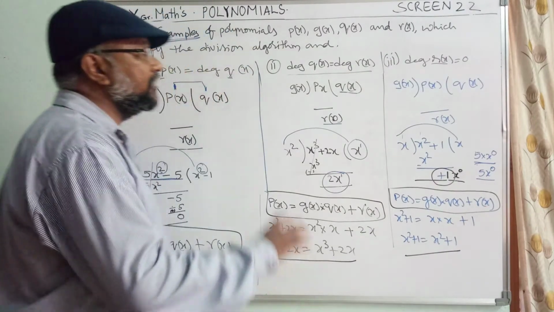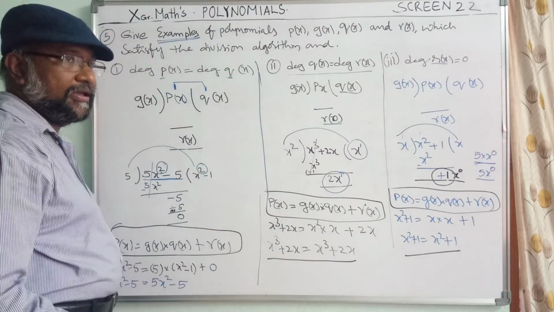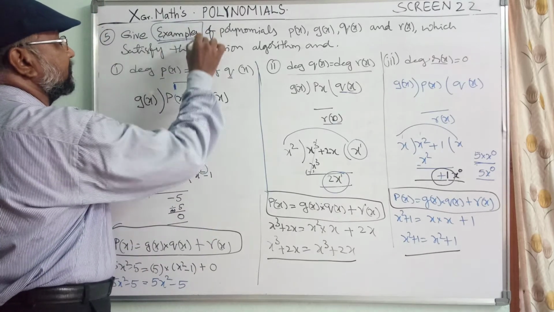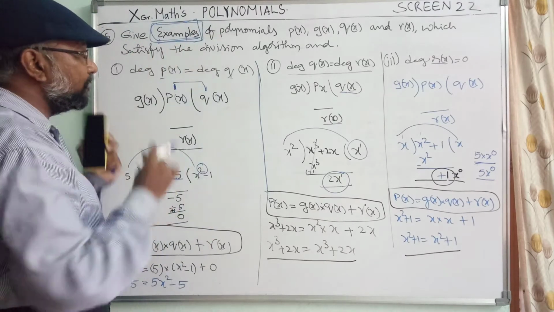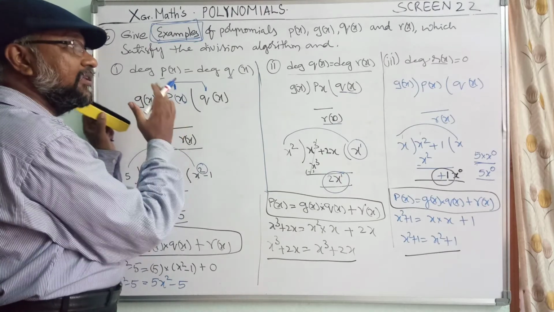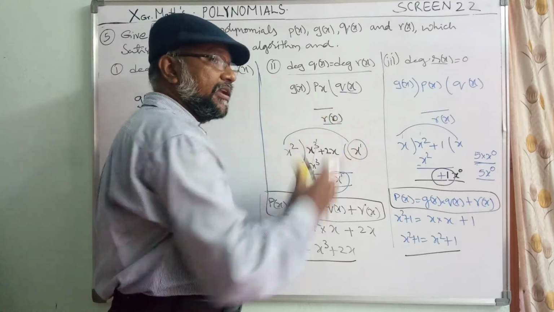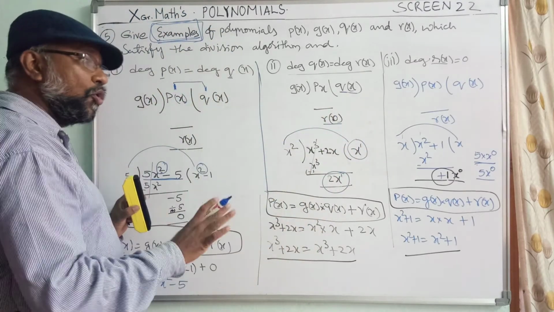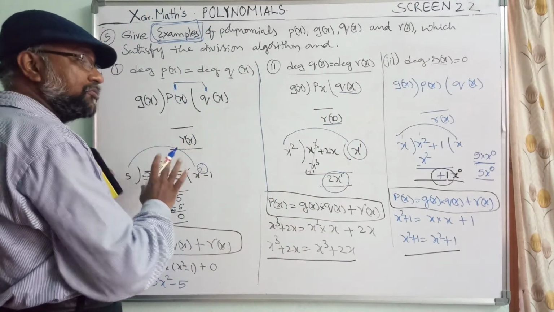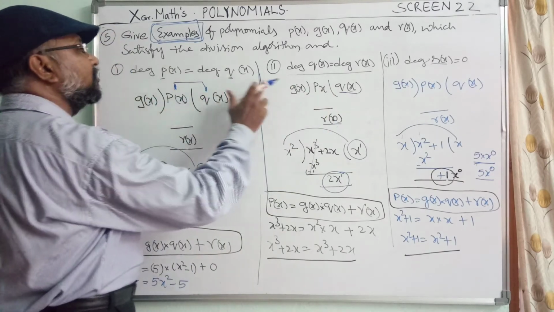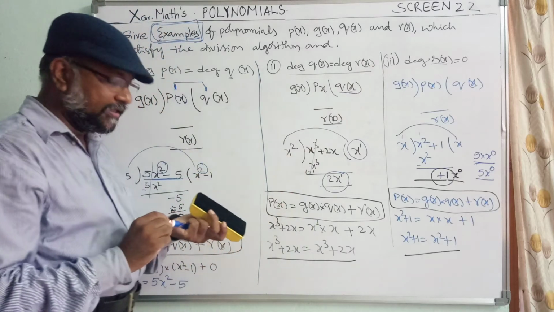Now here the conditions were given. Now they are asking us to give an example for satisfying the first condition, satisfying the second condition, satisfying the third condition. And no example is required to satisfy all the three conditions. They did not ask us. This is question number 1, question number 2, question number 3. That's all. Thank you.